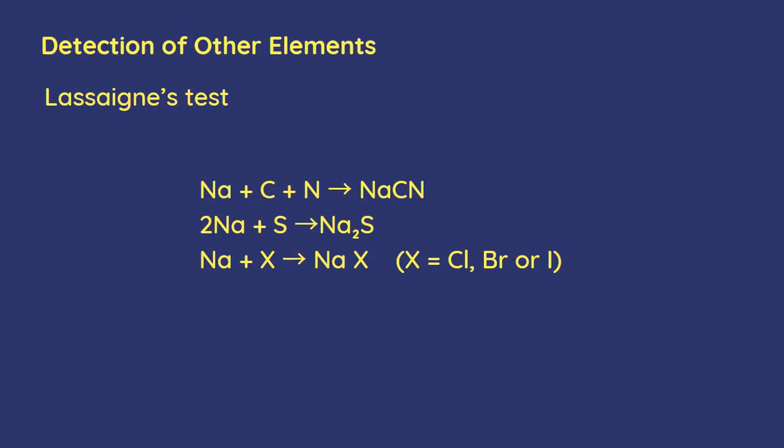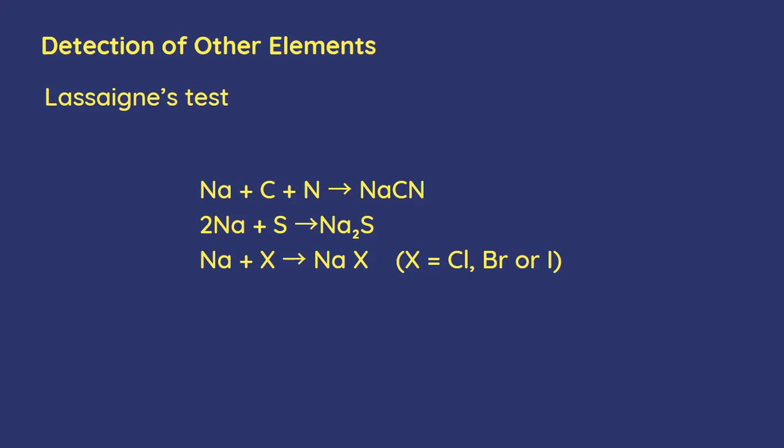The detection of other elements. There are various elements which are present in our organic compounds. You have nitrogen, so you have amines which are present. So amines, or an NO2 group, or NH2 group can be added to our organic compound, or SO2 can be added, or basically S itself can get added. So there are various elements like nitrogen, sulfur, and halogens like chlorine, bromine, or iodine, which can be present in the organic compound. So they are detected by using the Lassaigne test.